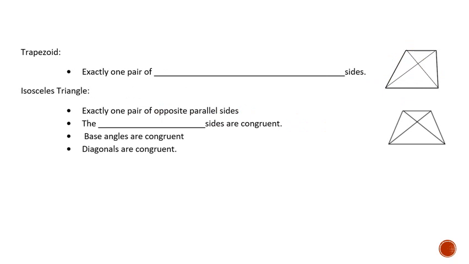So trapezoids have exactly one pair of parallel sides.